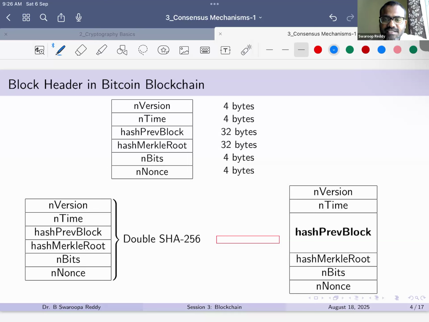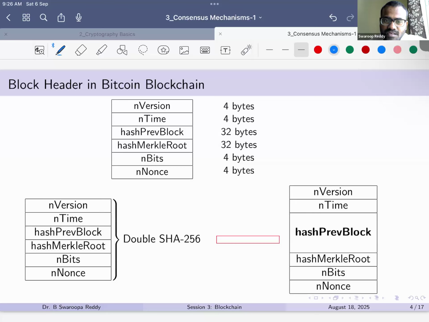This is the time, the timestamp, and also the previous block hash, which we have already seen. These are the number of bytes required for each data field. nVersion is 4 bytes, nTime is 4 bytes, and then hashPrevBlock, nBits, nonce, hashMerkleRoot. Here nTime is not a timestamp. We will see nTime in the proof of work computation.